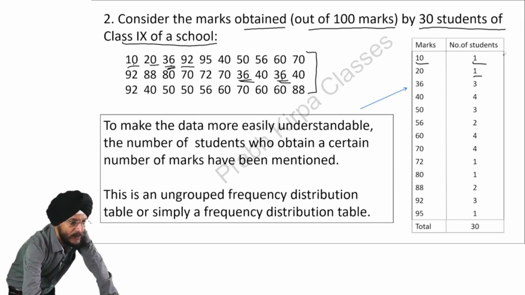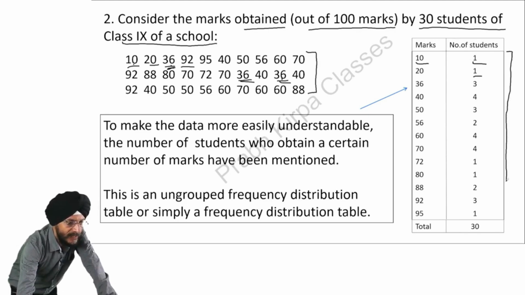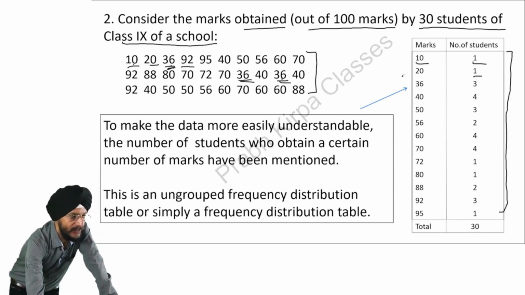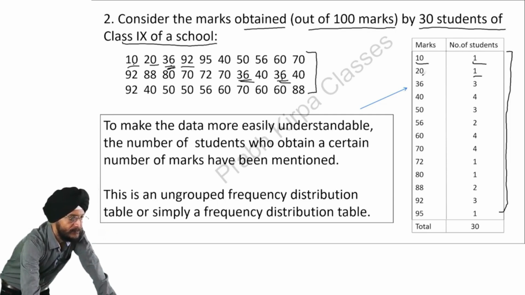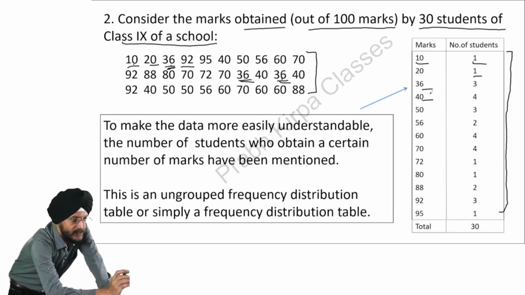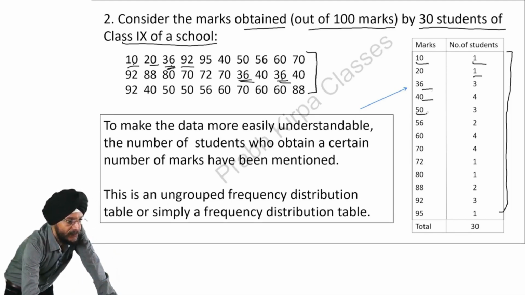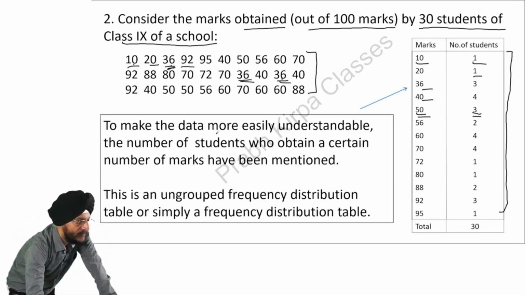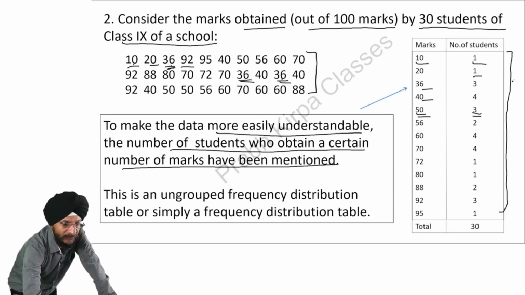In this way, we will form the table showing how many students have obtained a particular number of marks. In this way, we have formed the table showing that a particular number of students have obtained these marks. So in this way, 50 marks have been obtained by 3 students. We have formed a table. To make the data more easily understandable, the number of students who obtained a certain number of marks has been mentioned.